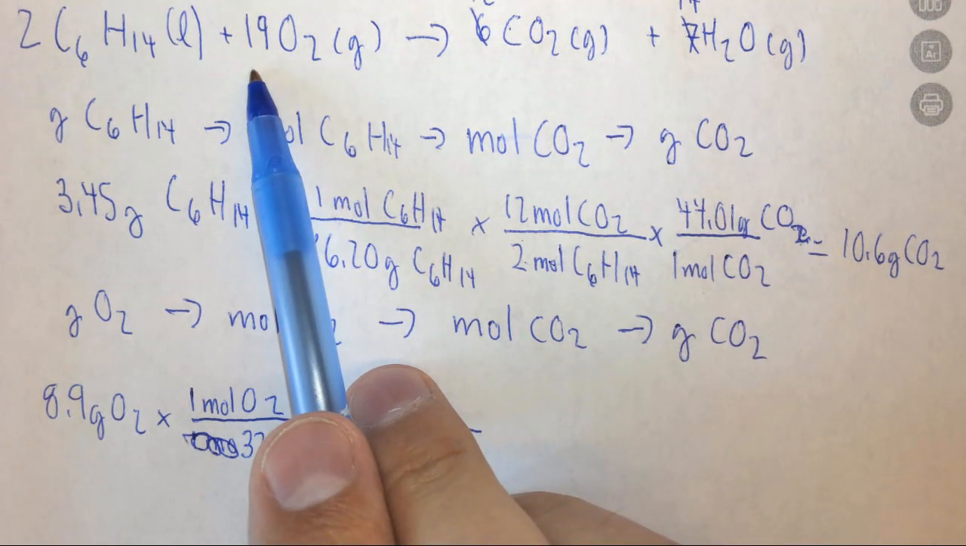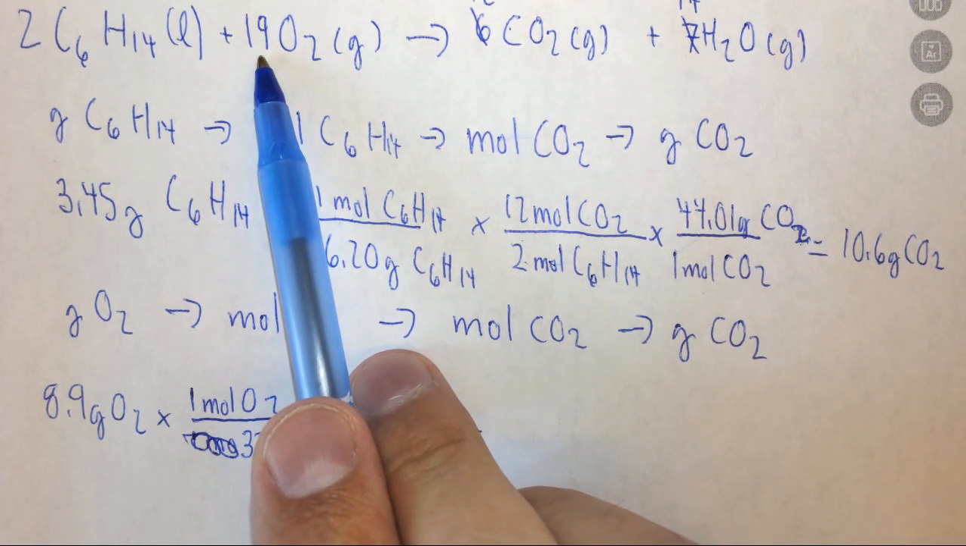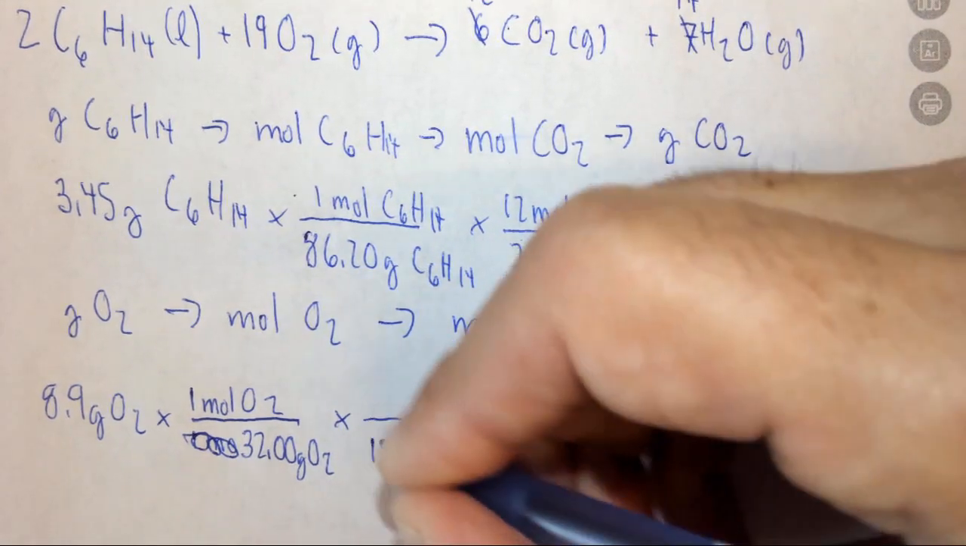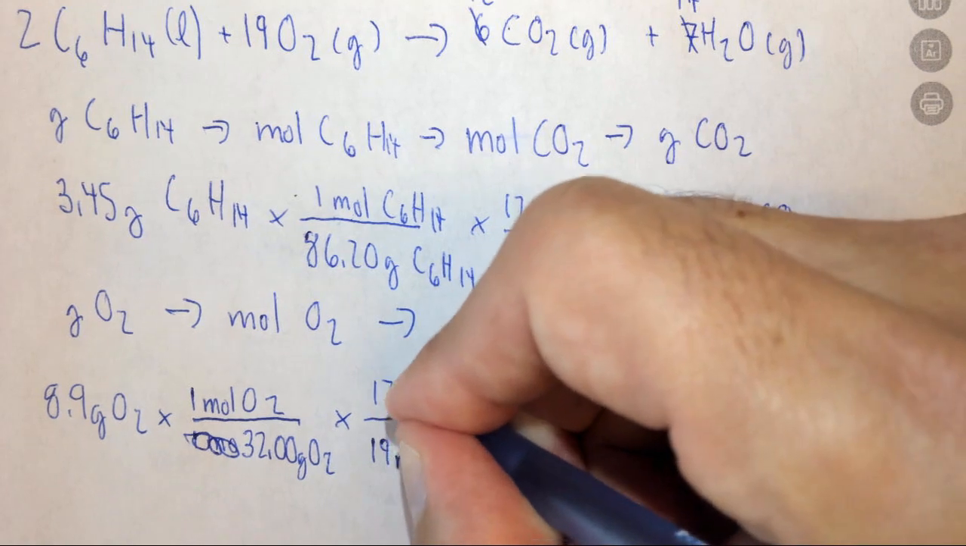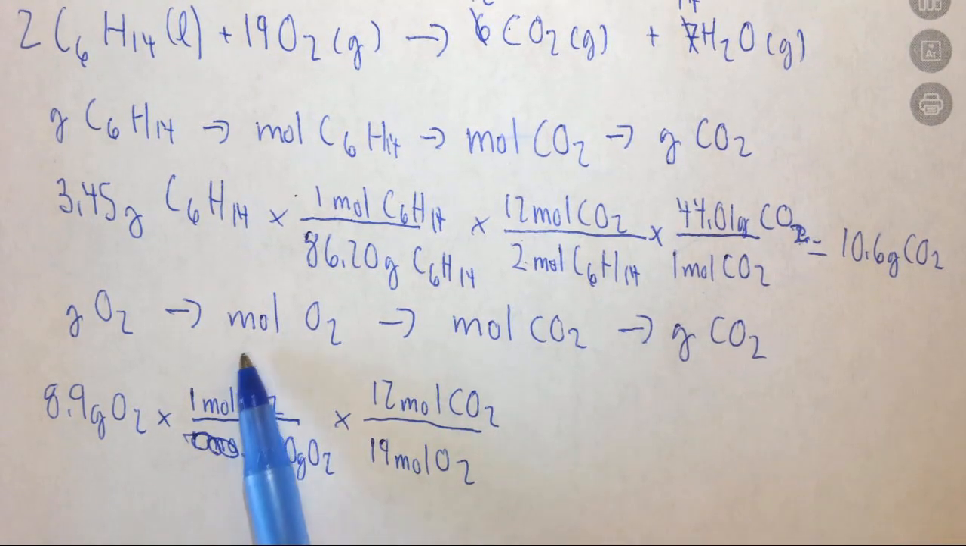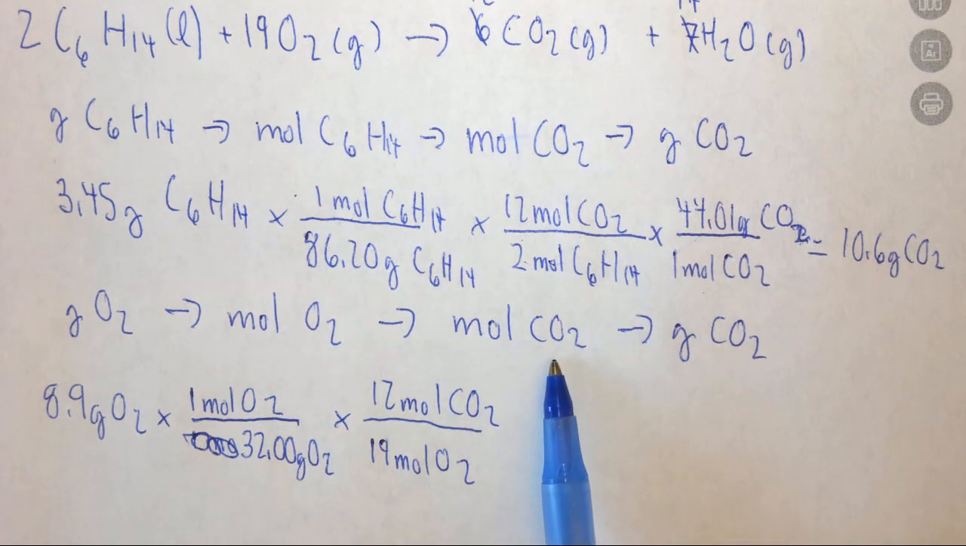I need to use the balanced chemical equation. Since I want O2 to cancel out, I put 19 moles of O2 on the bottom and 12 moles of CO2 on the top. So we use the stoichiometric coefficients when we convert from moles to moles, and only when we convert from moles to moles.